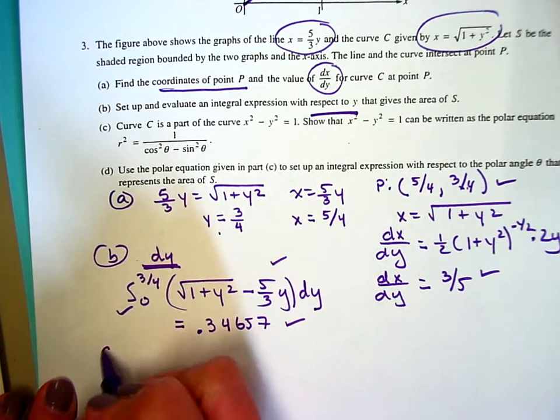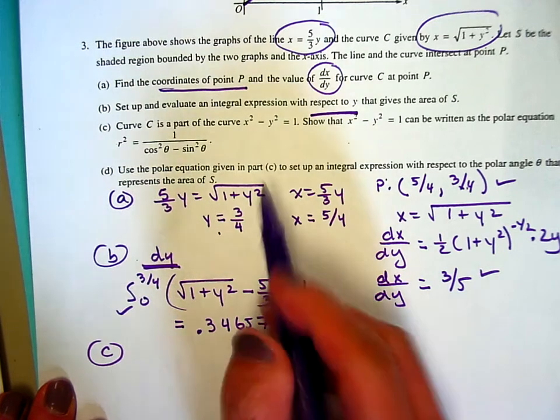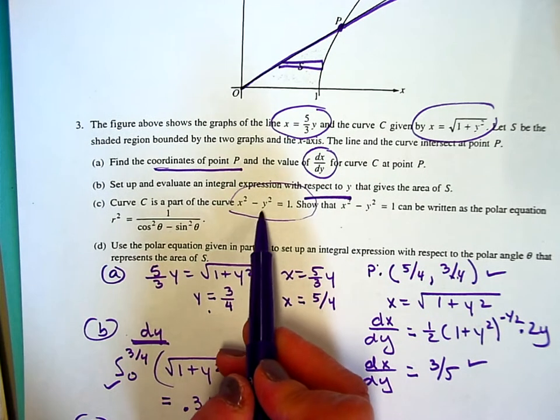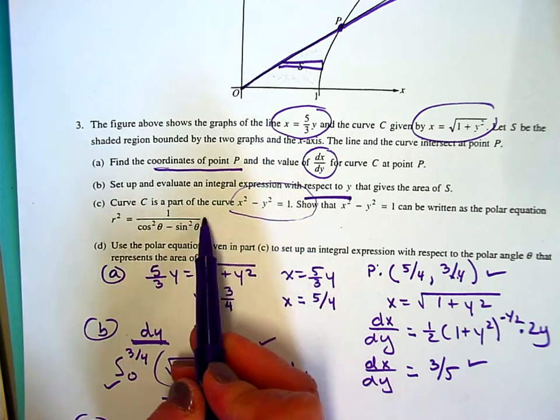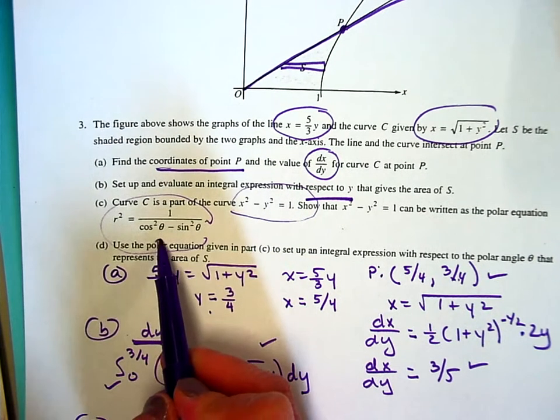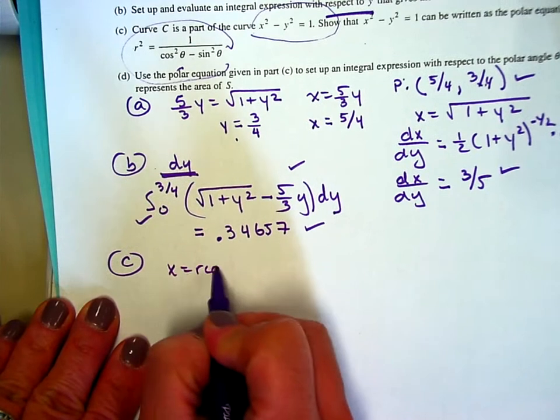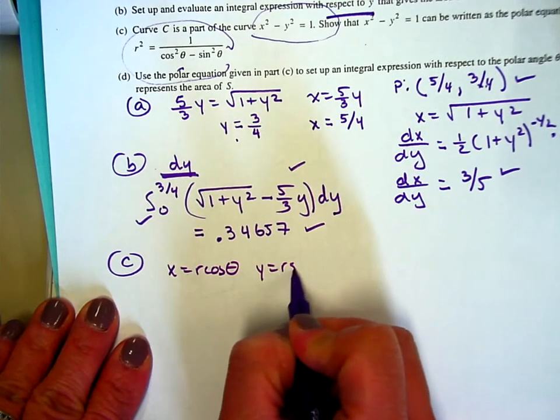Okay, part C, they're telling you that the equation of the curve in polar form is r squared equals 1 over cosine squared theta minus sine squared theta. They want you to show that you can get to this answer. So what you need to show them is that x equals r cosine theta, y equals r sine theta. So you need to show that you understand that relationship.